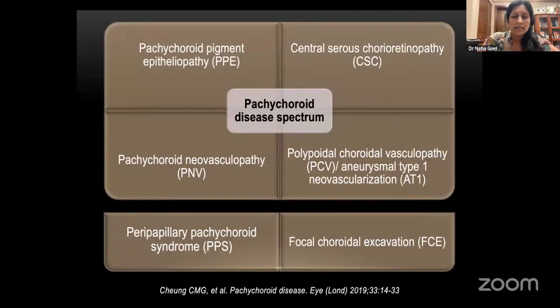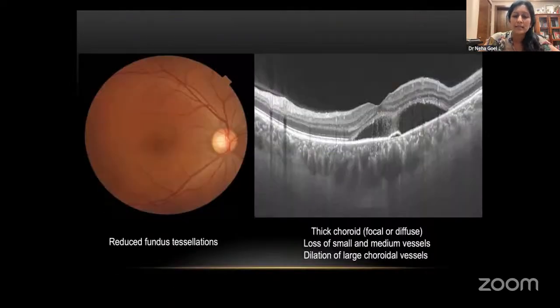So we now classify CSC as part of the pachychoroid disease spectrum. What does this mean? It's not just a thickening of the choroid, which can be focal or diffuse, but also loss of the small medium vessels and dilatation of the large choroidal vessels known as the pachyvessels. So these are terms which have come up with the introduction of EDI and swept source OCT.